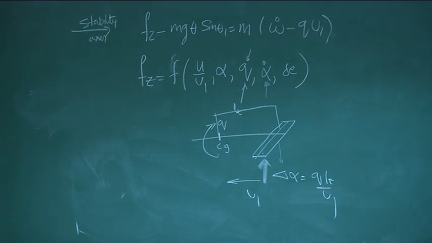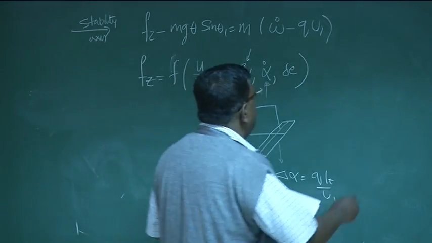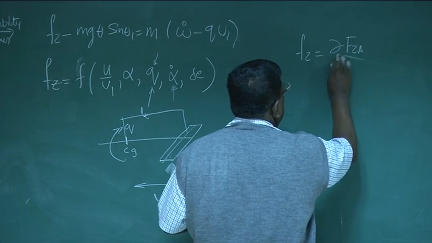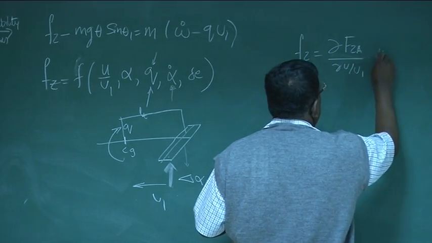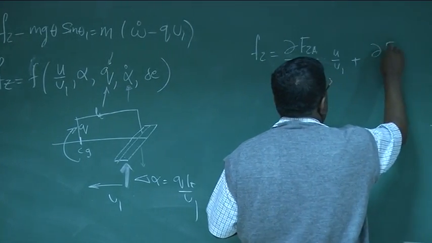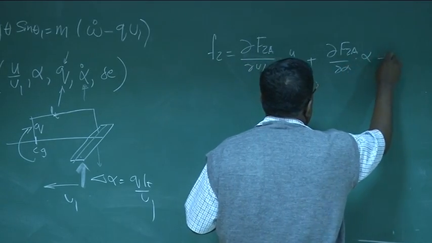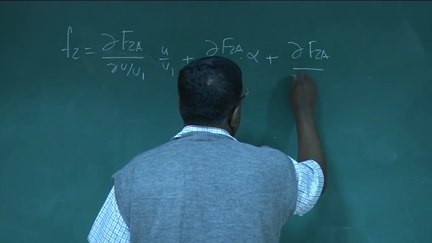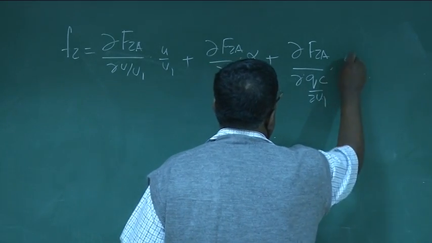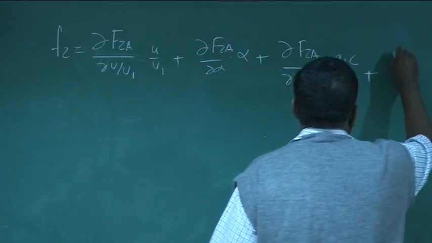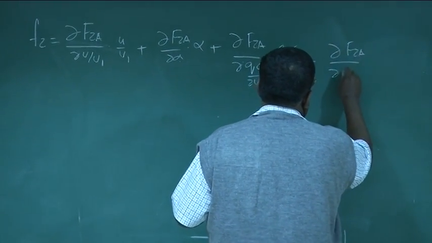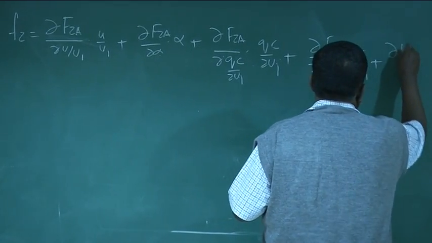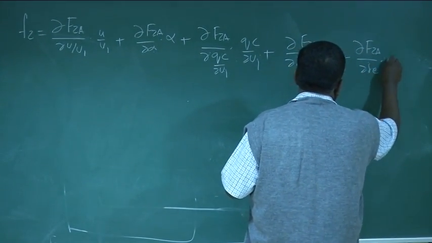Now this part will be almost mechanical, you'll see, since we have done the first problem so exhaustively. So I can write Fz as dFza by d(u by u1) into u by u1, plus dFza by d alpha into alpha, plus dFza by d(qc by 2u1), let me write, then I'll tell you, and dFza by d(alpha dot c by 2u1) into alpha dot c by 2u1, plus dFza by d delta E into delta E.